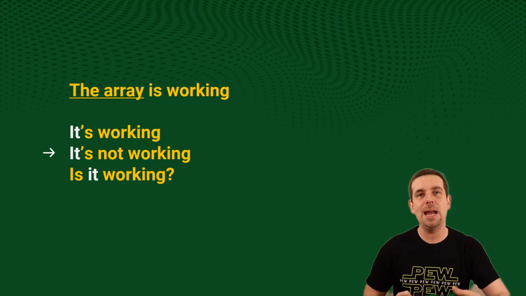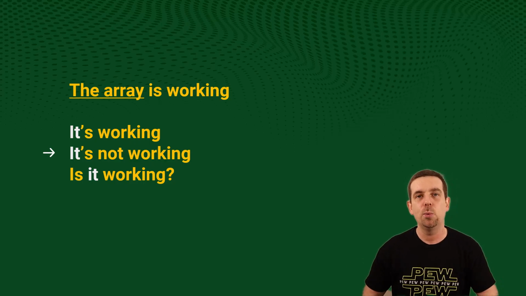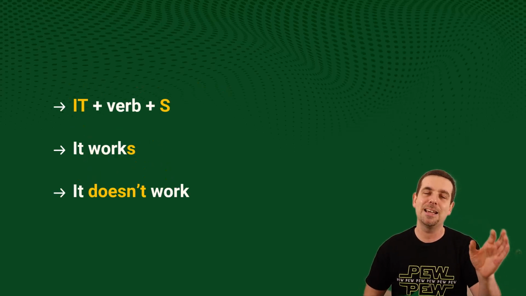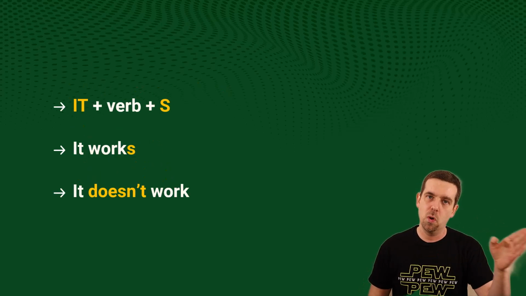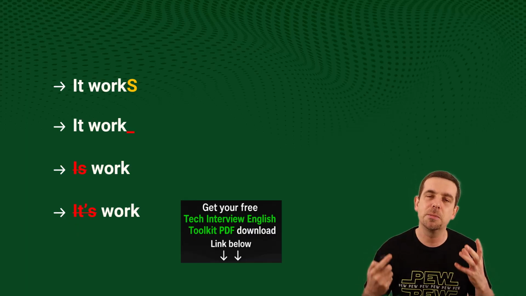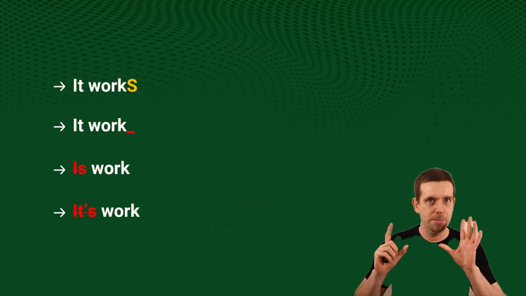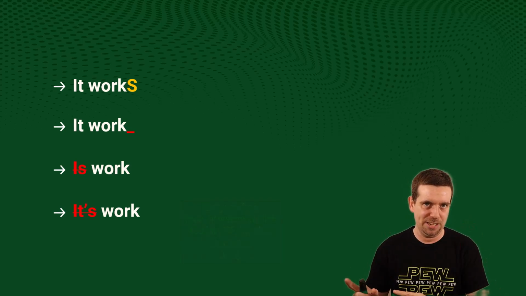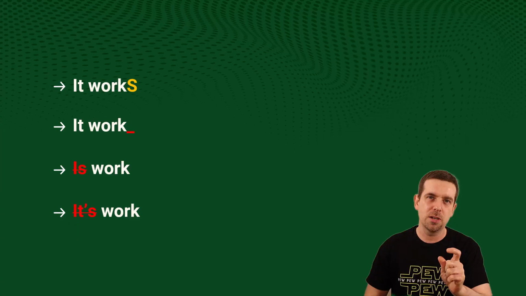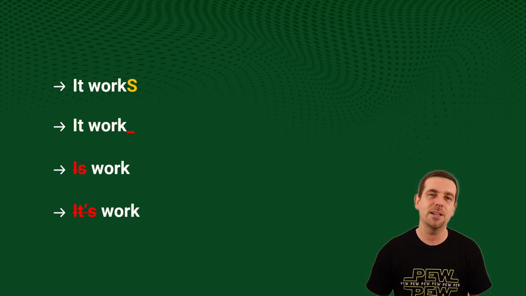For example, the array is working. We do not need to repeat "the array is working", "the array is not working". We can say "it's working", "it's not working", "is it working?". So we have "it" and the verb and s, as in "it works", and the negative "it doesn't work". This creates a lot of small grammar problems for my students, where the correct form is "it works". The most common mistake is to forget the s and say "it work", or to say "is work" if you're translating directly, especially if your first language is Spanish or Portuguese. And then another mistake is "it's work".